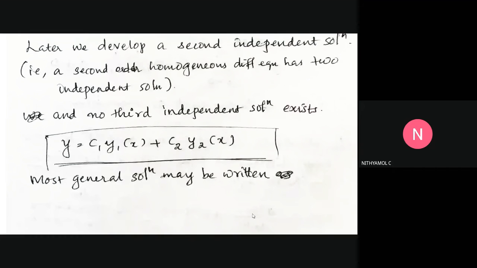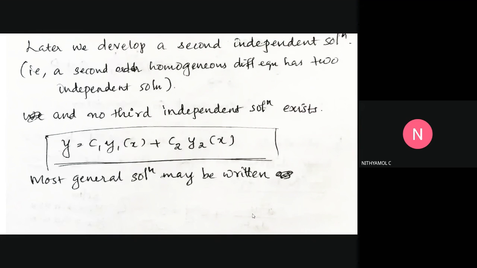Form of finite series. We develop a second independent solution. This differential equation has two independent solutions. First we find one solution, then the second independent solution, and no third independent solution exists. So this is the general form of the solution.